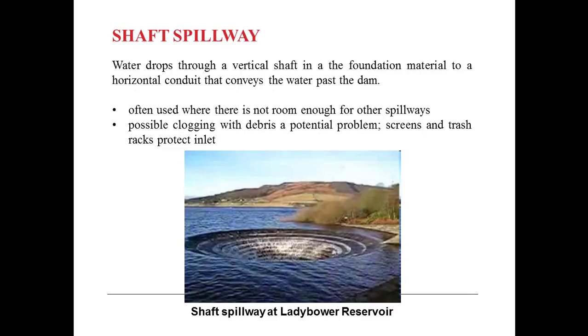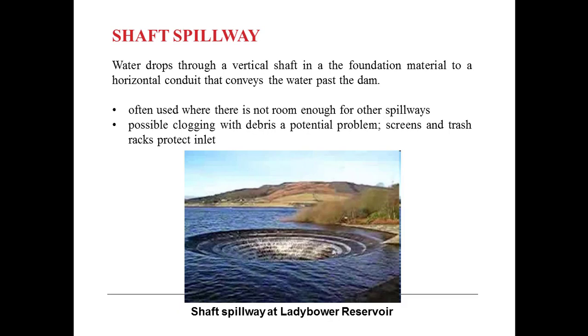Next type is the shaft spillway. In this spillway, water runs through a vertical shaft in the foundation material and then through a horizontal conduit that conveys the water past the dam. These types of spillways are often used where there is not enough room for other spillways, and also for possible clogging with debris and obstruction problems; screens and trash racks protect the inlet.